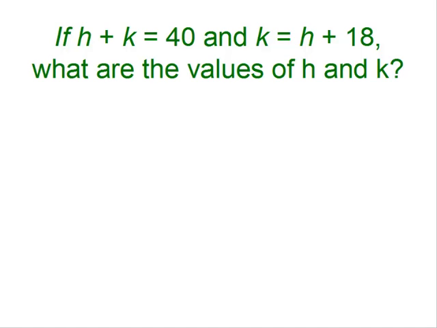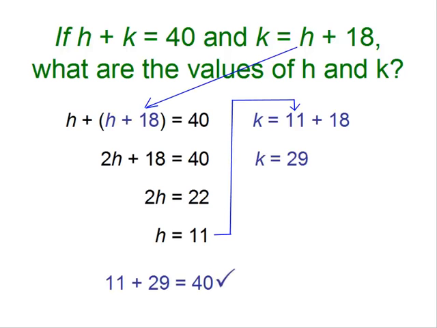Next question for you has 2 variables, 2 equations. Solve for both of those variables. And one way to do so is by substitution. This question lends itself to substitution because the second equation is already solved for k. K is here by itself. So what you can do is replace k in the other equation with the h plus 18 it's equal to.